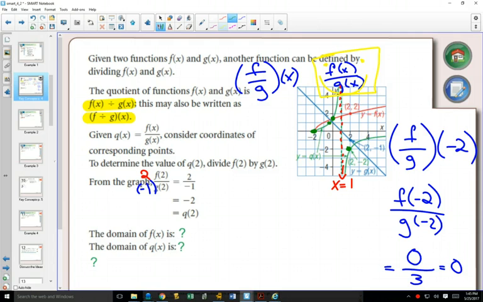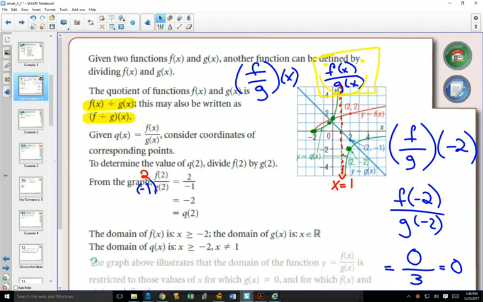Other things to notice. A positive number divided by a positive number is positive. A negative number divided by a negative number is also positive. But if one of them is positive and one of them is negative, your entire graph is going to be in the negative section as well. So our domain for f of x was everything bigger than or equal to 2. Our domain for q of x is everything bigger than or equal to -2, but x can't equal 1. So we have to add that non-permissible value into our domain for the quotient.